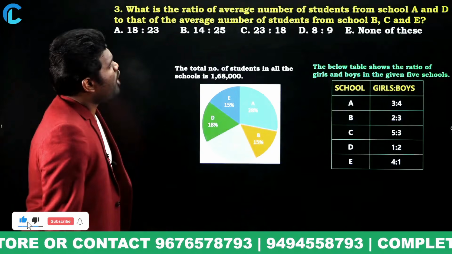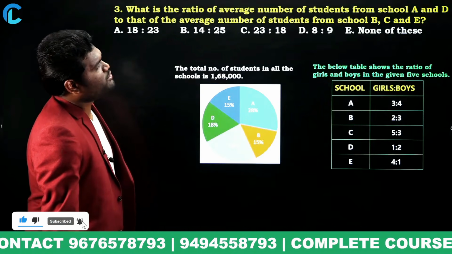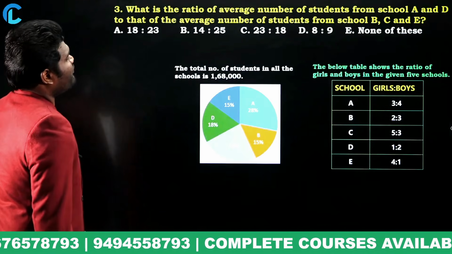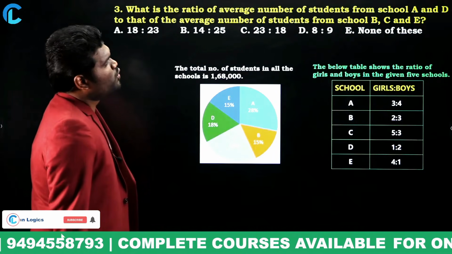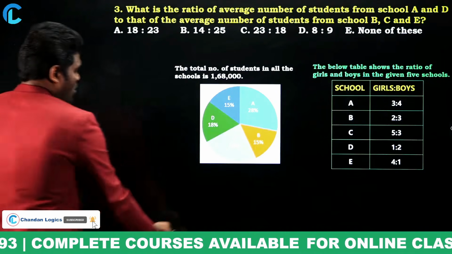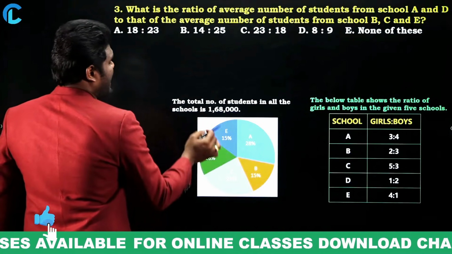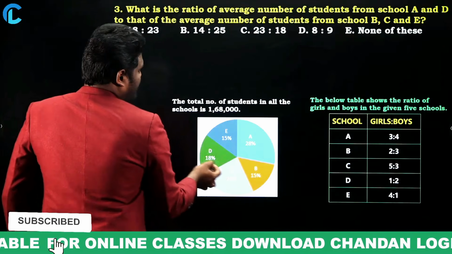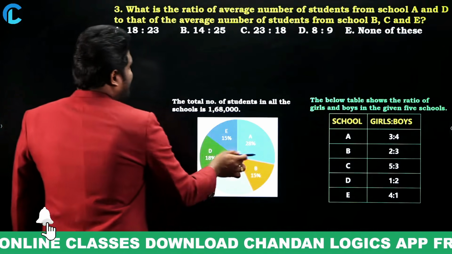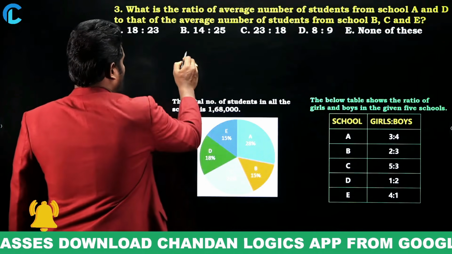Next one. What is the ratio of the average number of students from schools A and D to that of the average number of students from schools B, C and E together? Very simple question. They are asking the average number of students from schools A and D. A 28, D 18, 28 plus 18. Now this is going to be how much? 46.